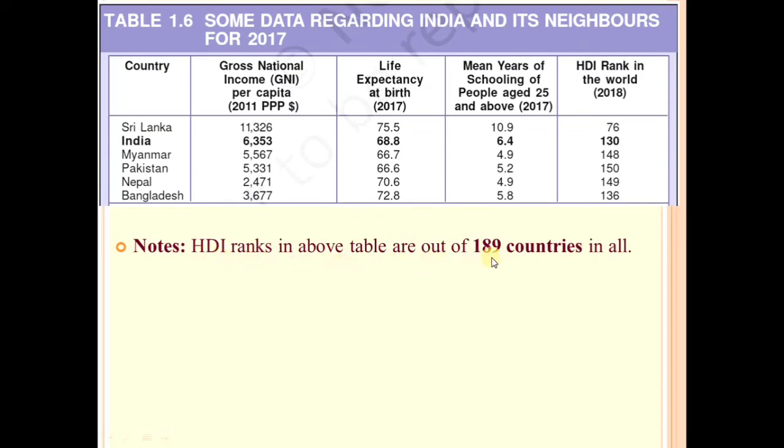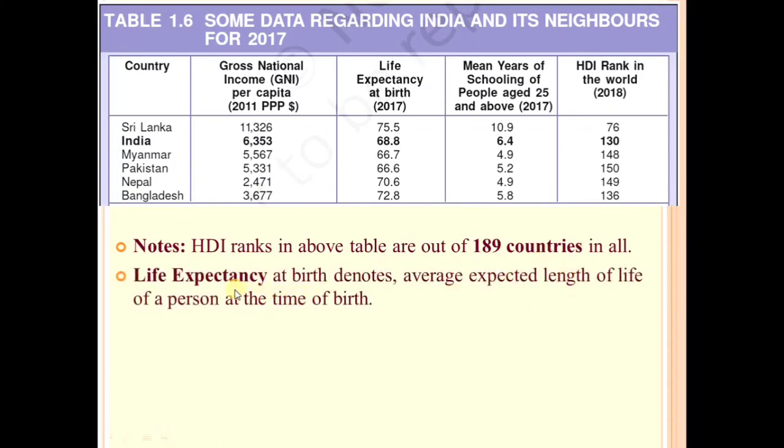HDI ranks are assigned to 189 countries in all, and the meaning of life expectancy is very simple. At the time of birth, the expected life of a person in that particular country is called life expectancy. India's life expectancy is 68 years, so on average people will live for 68 years. As compared to Sri Lanka, it is much lower, because in Sri Lanka it is 75, which is considerably more than India.